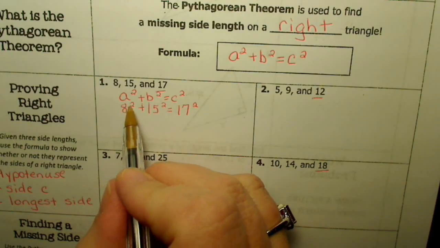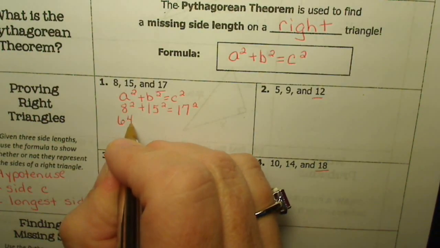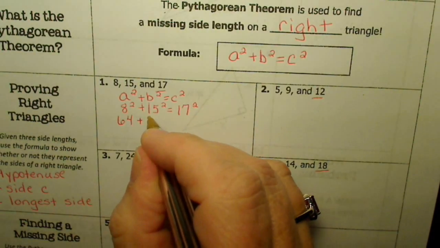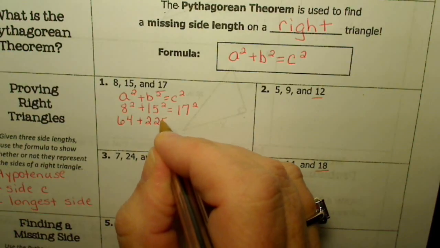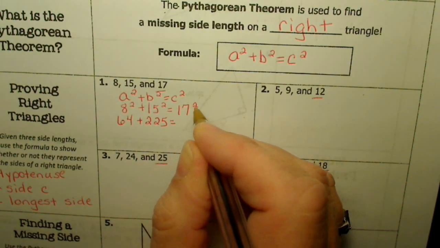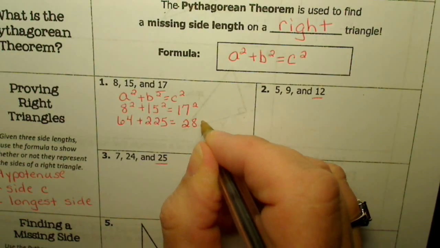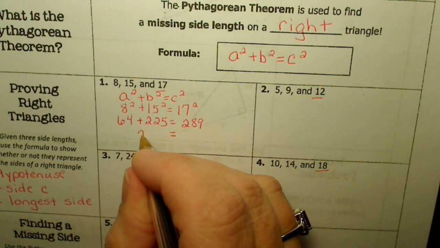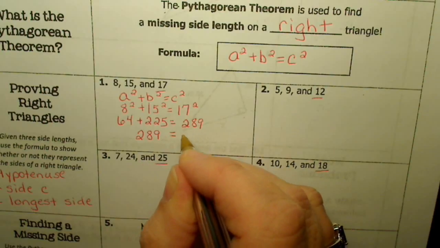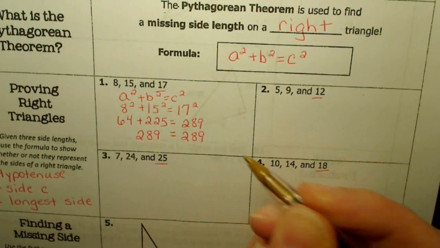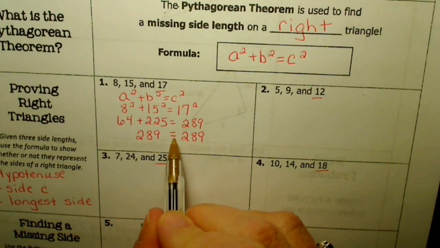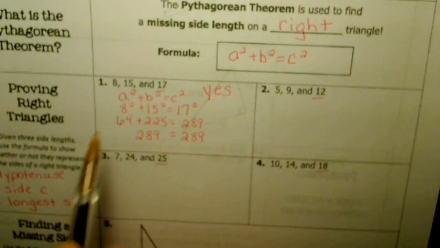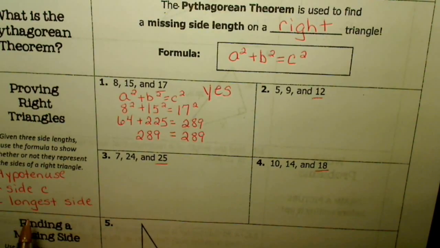And you can use your calculators here if you need to. So first we're going to do 8 squared, which is 64, plus 15 squared, which is 225, equals 17 squared, which is 289. Now we're going to add this side, and we get 289. And we already have this side as 289. Since this is indeed equal to that, then yes, these are the 3 sides of a right triangle.